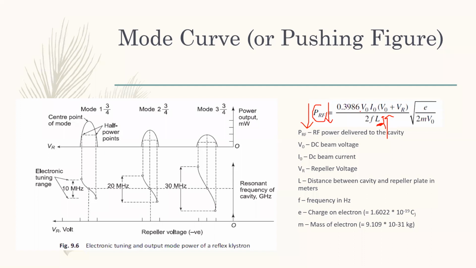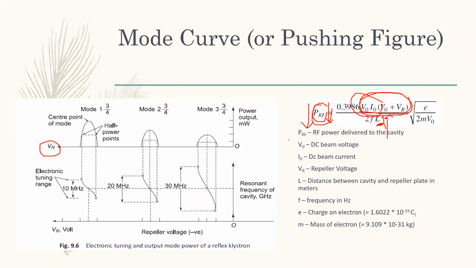So if you observe here, we have beam voltage, beam current, and repeller voltage. So output power is dependent on all these factors also. Here we have just taken VR, but it is also dependent on the others. We are just plotting and saying how it operates. We keep beam voltage and beam current constant, and we alter the repeller voltage and try to see what the output result is. So that is what we are looking out for. Okay. So this is with respect to the mode curve or the pushing curve.